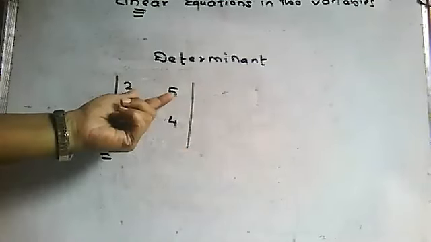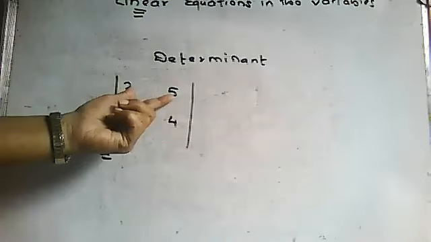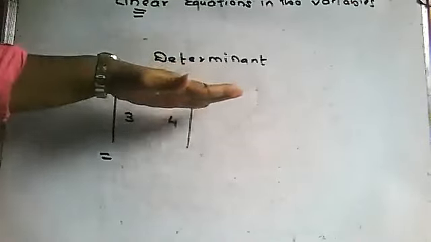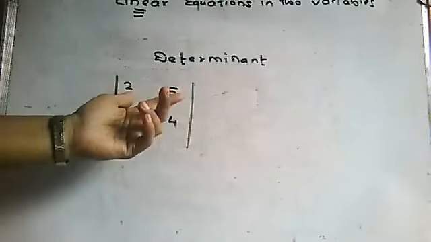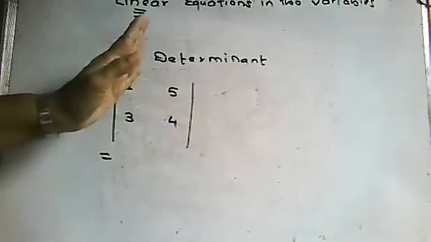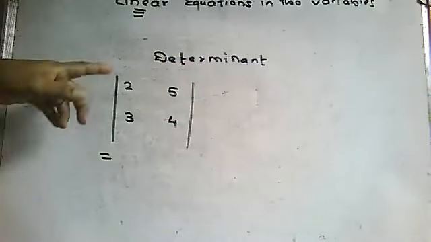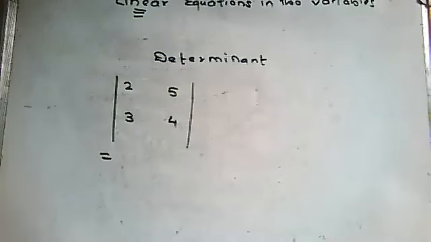In the determinant, some numbers are written in the first row and second row. These are the rows. When you draw horizontal lines, they represent rows. When you say vertical lines, they represent columns. So these are two rows. In 2 by 2 they have written the determinant, some values. You have to solve by cross multiplication.